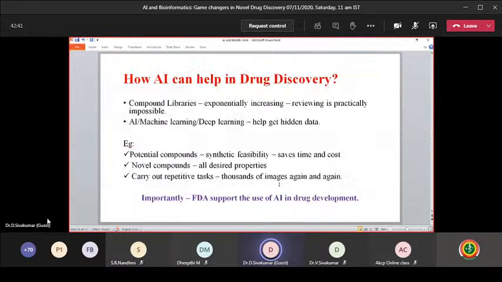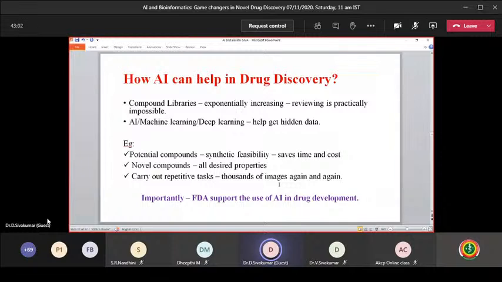Okay, now come to another interesting topic: how AI can help in drug discovery. This is the most interesting question, right? As I said, AI is everywhere, starting from your phone and day-to-day activities, and everywhere it's going to be more. And compound libraries are exponentially increasing day by day.